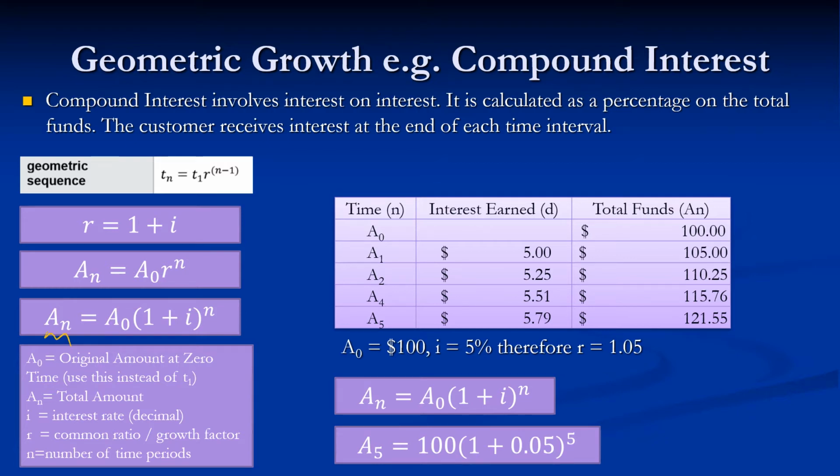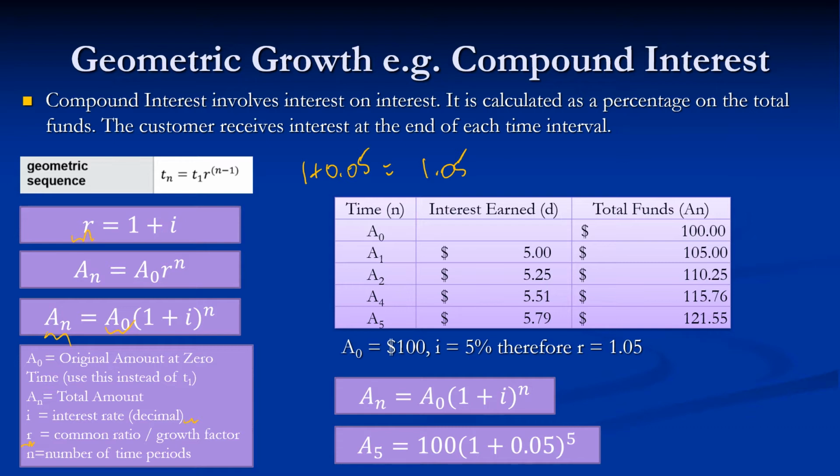The amount at the end of a certain period is the original amount times 1 plus the interest rate to the power of n. We're going to look at that interest rate as a decimal, and from that interest rate we can get our common ratio, which we can call a growth factor. To get that growth factor, we just say 1 plus the interest rate. So if it's 5%, it's just going to be 1 plus 0.05, which equals 1.05 for your growth factor.